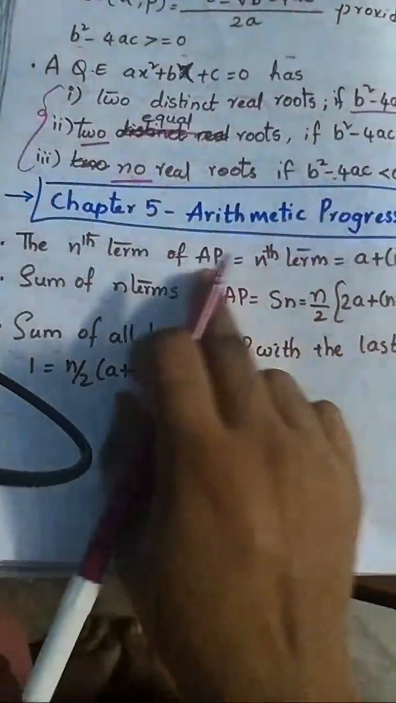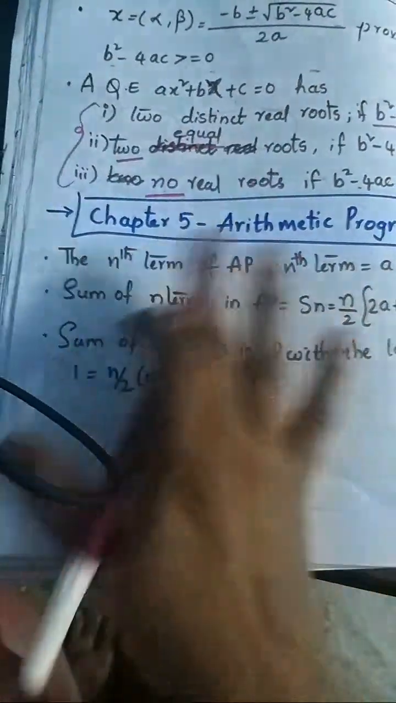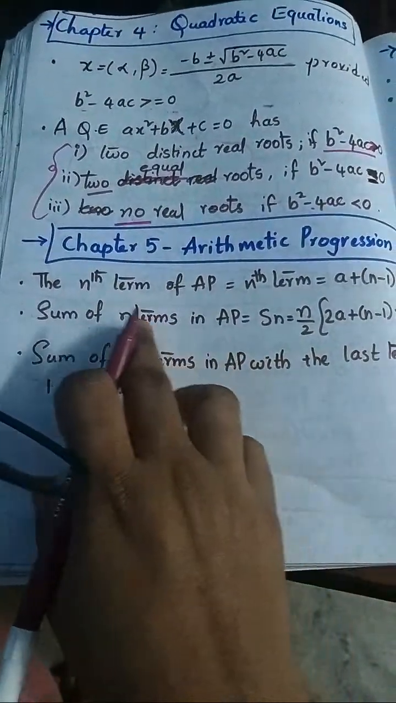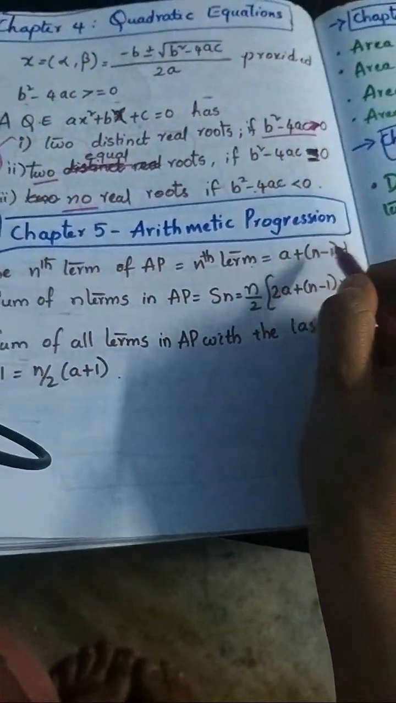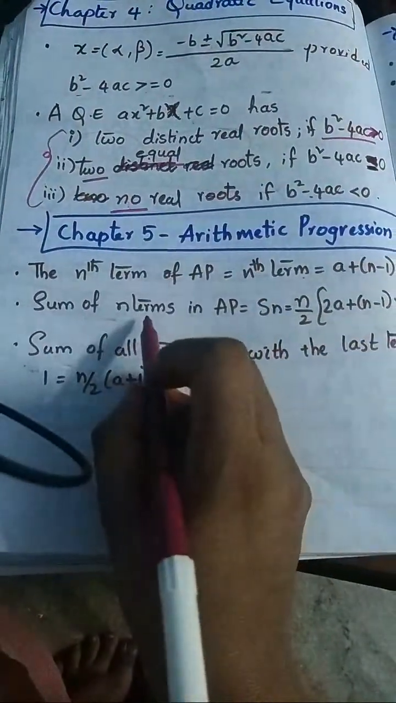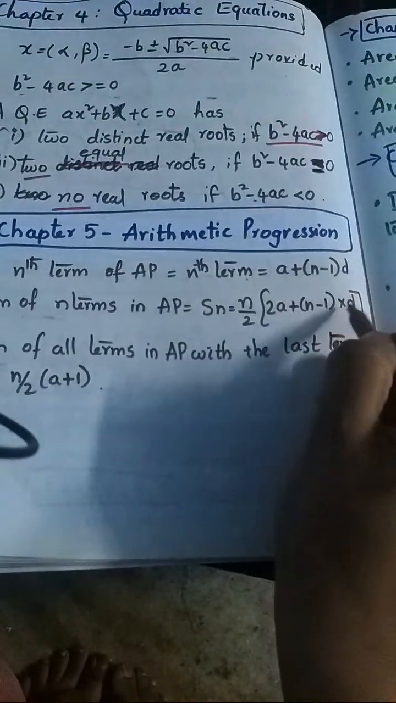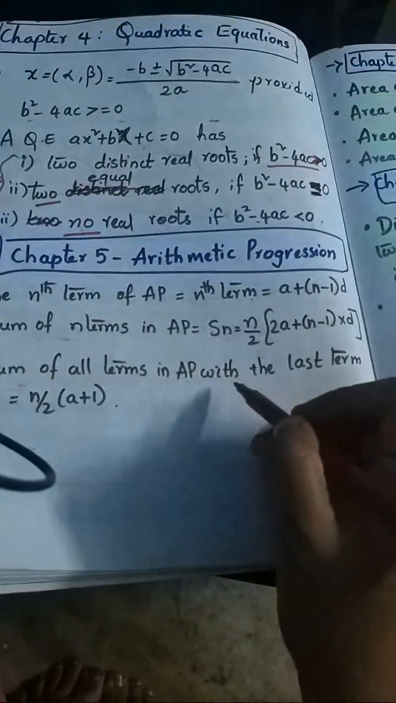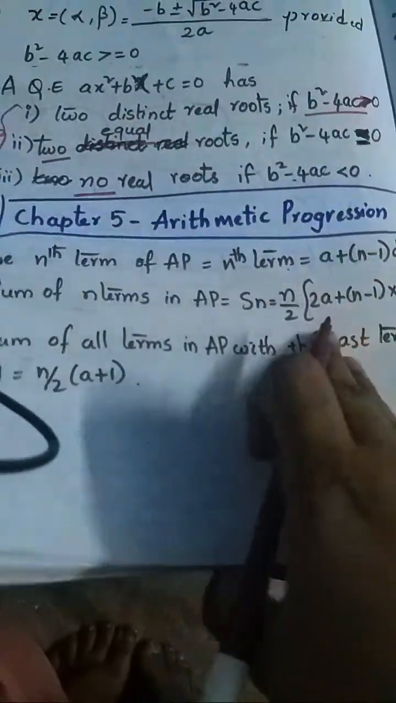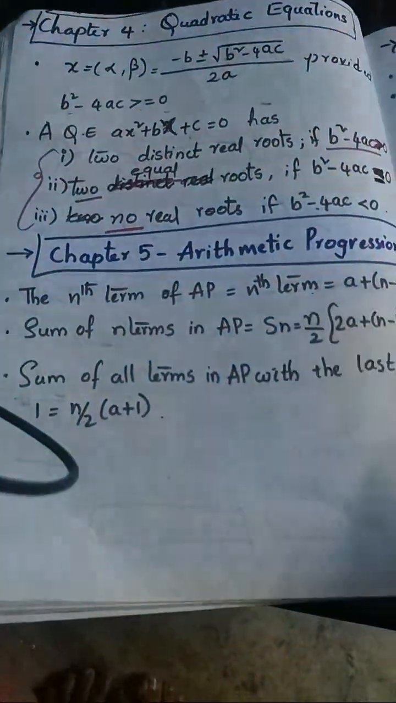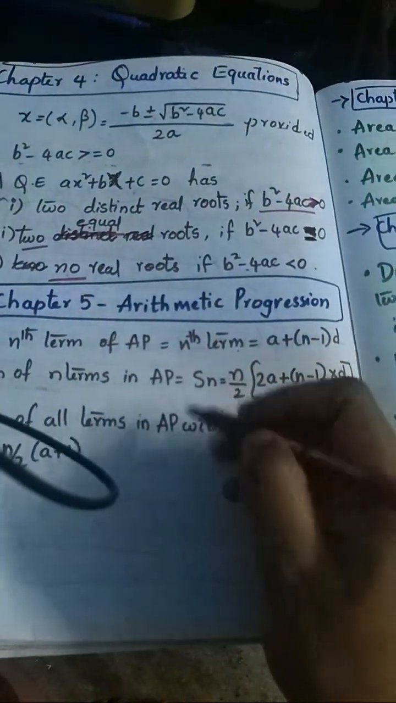Okay, now chapter 5, arithmetic progression. In this, three important formulas are there, not so much to learn here. The nth term of an AP is a plus n minus 1 into d, and the sum of n terms in an AP is Sn equal to n by 2 into 2a plus n minus 1 into d, and the sum of all terms of an AP with the last term is n by 2 into a plus l. Not so much important. In this arithmetic progression chapter, MCQs will ask so many questions.